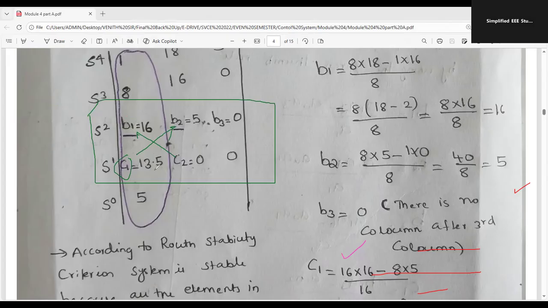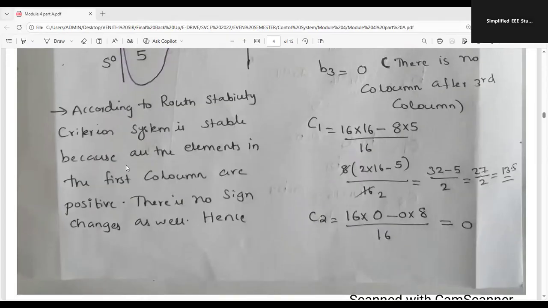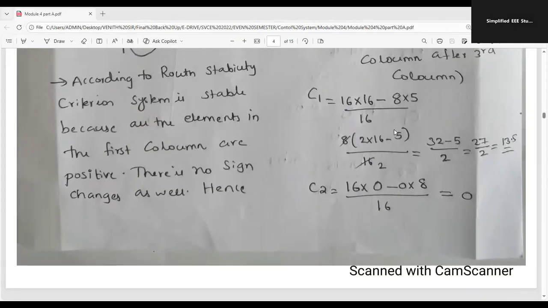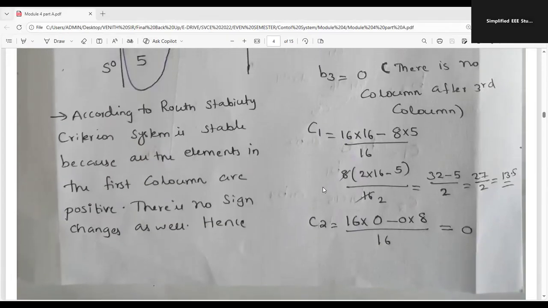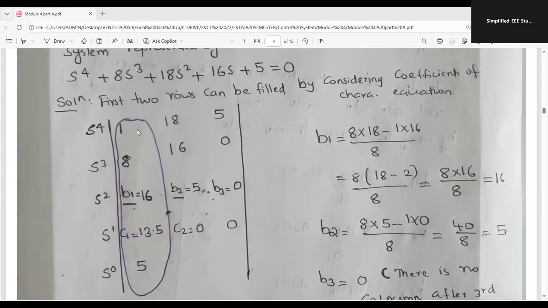So how do you get it? Just do the simple calculation. I should get the value of the first position, that is 5. The remaining you need not calculate, you put it as 0, not required, because by default it will be 0 only, right? By the way, I have written everything. C1 you can check out how you calculated. C2 also I have written. Now we'll apply the Routh Hurwitz criteria.